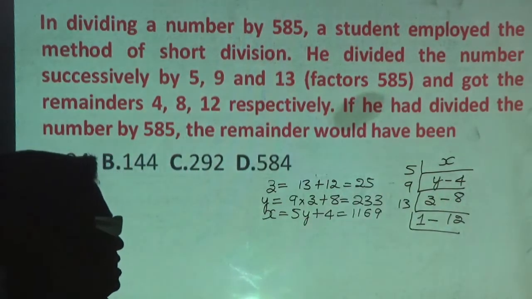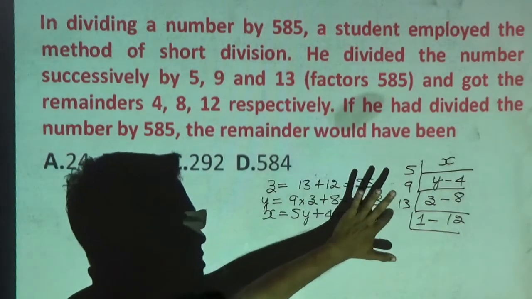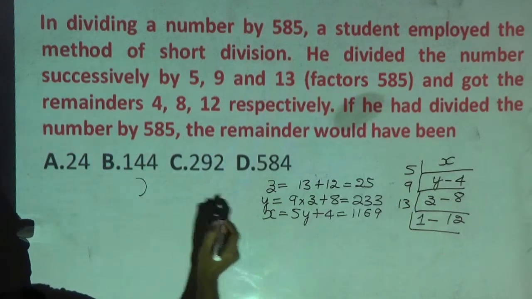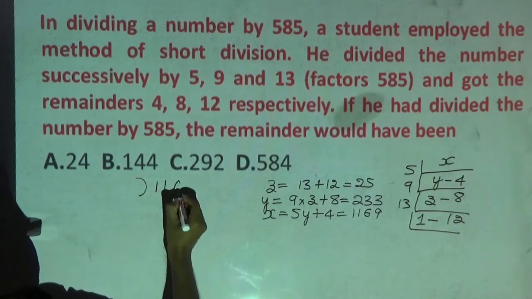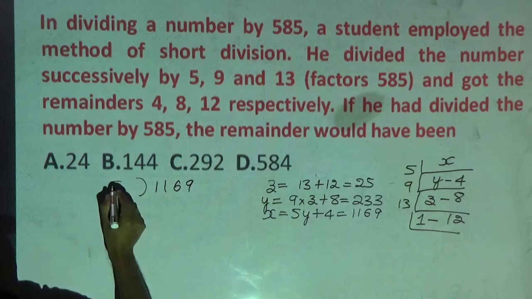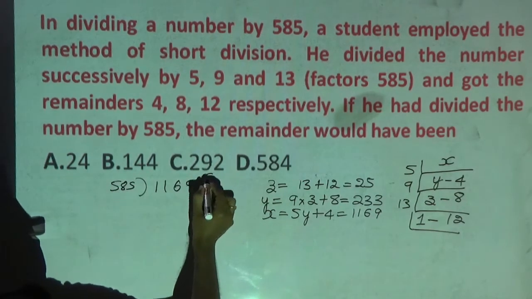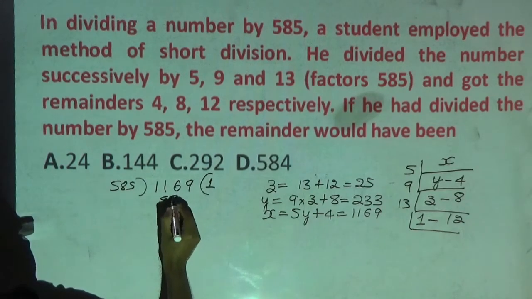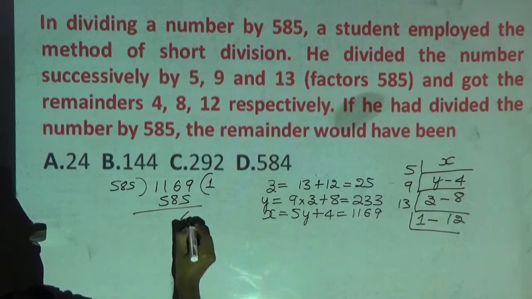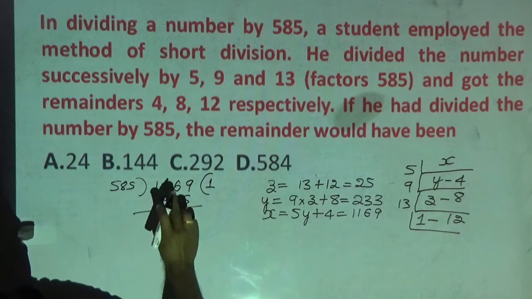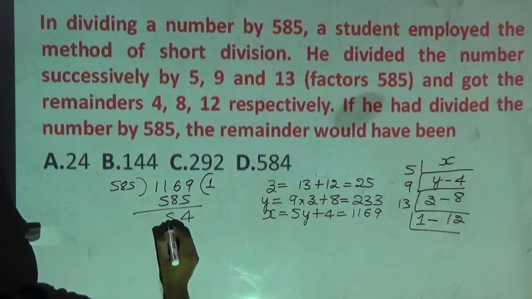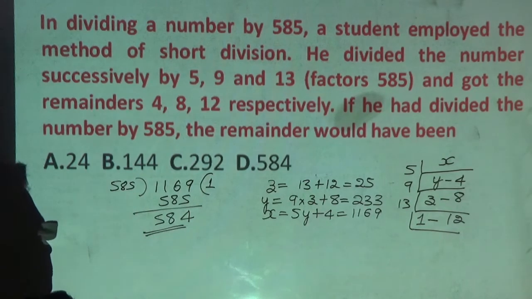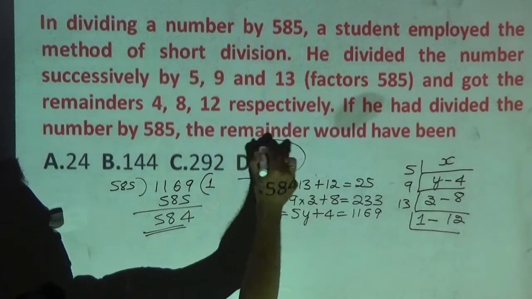Now what they are asking is, instead of dividing by 5, 9 and 13, if you directly divide the number 1169 by 585, what is the remainder? 2 times is bigger, so I will go 1 time only, 585. So what is the remainder? 1169 minus 585 gives 584. The answer for this question is option D.